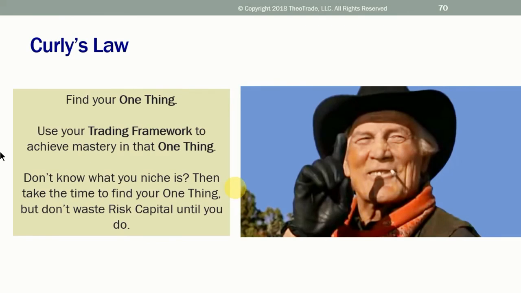And this is Curly's Law: find your one thing. If you guys haven't seen this movie before, City Slickers, there's a great scene where Billy Crystal and Jack Palance get together and he asks, how come you're so good at what you do? And Jack Palance says, you got to find your one thing. That's what you got to figure out. Everybody needs to find their one thing, and when it comes to trading, you can be successful with just one thing. You've got to find your one niche.